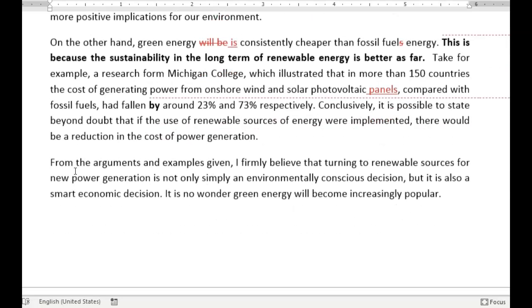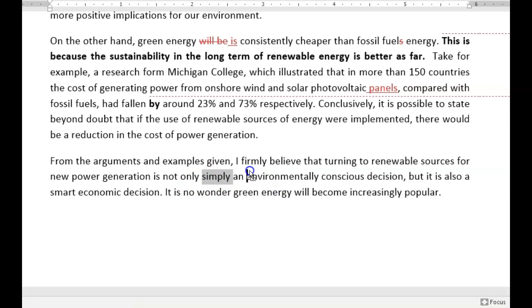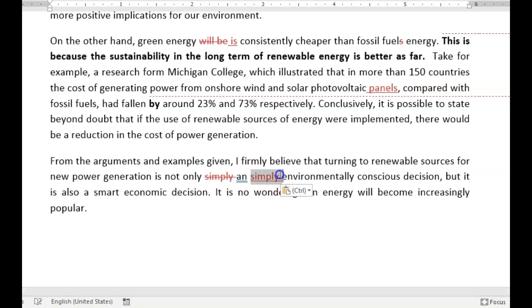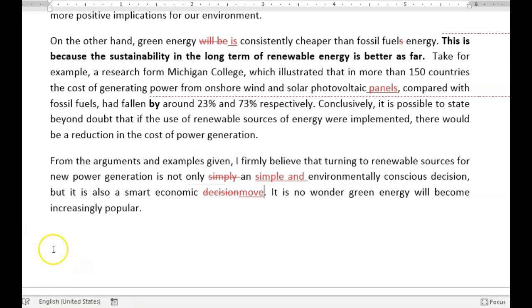From the arguments and examples given, I firmly believe that turning to renewable sources for new power generation is not only a simple, and you need an adjective here, a simple and environmentally conscious decision, but it is also a smart economic move. But it is a smart economic move as well, right?